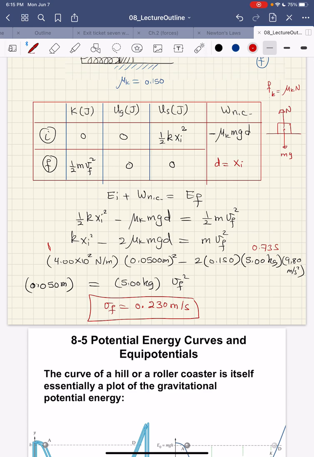Sorry. Then it's going to be 1/2 kx_i squared minus mu_k mgd equals 1/2 mv_final squared. Then I can rearrange my terms, and don't forget to take the square root of this number, and you will find that it is 0.230 meters per second.